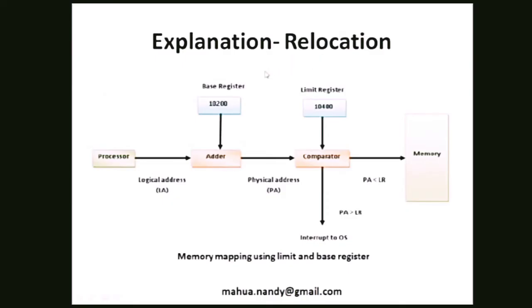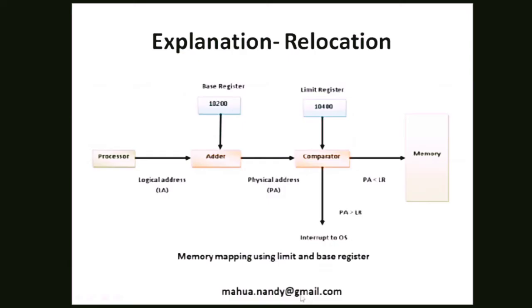The relocation process is explained in this slide. When the process starts executing, relative or logical addresses are generated by the CPU. These relative addresses are first added to the base register to produce an absolute address or physical address. Next, the address is compared with the address stored in the limit register. If the address is less than the limit register address, the instruction execution continues. Otherwise, an interrupt will take place.